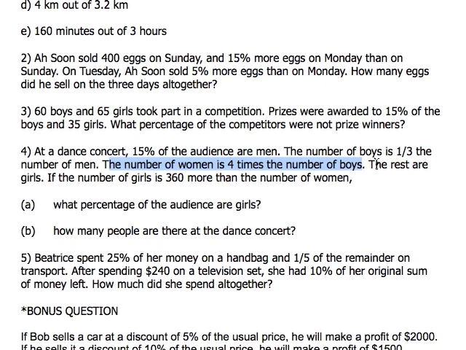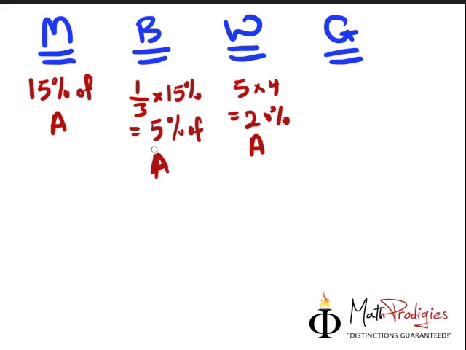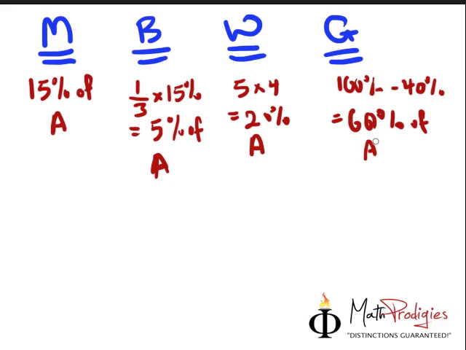The next part, the rest are girls. So therefore we have 15%, 5%, 20%. Altogether we have 40%. So girls are the rest. 100% minus 40% is going to give you the answer of 60% of audience. So bam, we already have everything figured out. Now it should be quite easy, 60%.